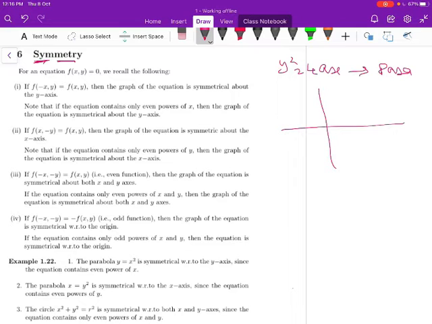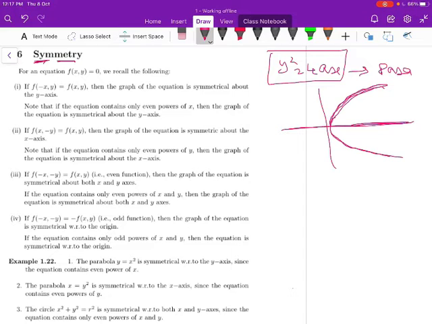The curve for this equation looks like this. It means the upper region of this curve is similar to the region below the x-axis. So this is symmetric about the x-axis. Therefore the x-axis is the symmetric line, called the axis of symmetry. So this curve is symmetric about the x-axis. You can observe it in this equation here.